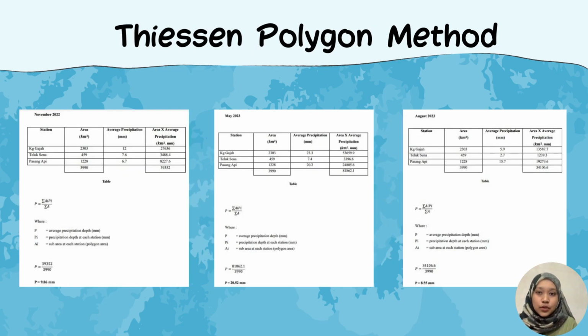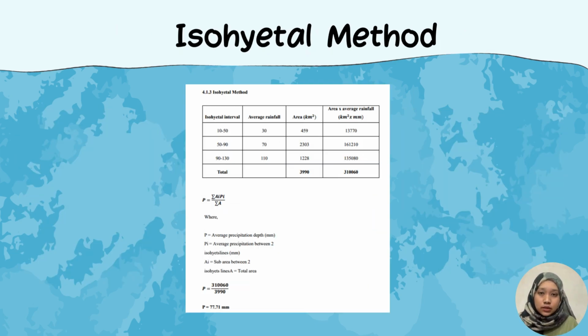Next, the other method that we use is the Thiessen polygon method. In November 2022, the precipitation that we get is 9.86 mm. In May 2023, it is 20.52 mm. Lastly, in August 2023, it is 8.55 mm. The method that we use is the isohyetal method. Total precipitation is 360,000 divided by 3,990, which gives 77.71 mm for precipitation in the isohyetal method.